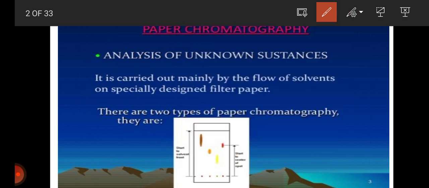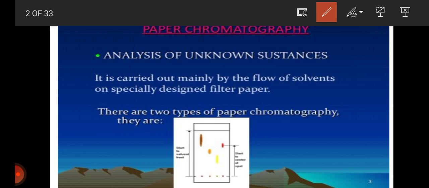Here you can see they are saying specially designed filter paper. The filter paper we mostly use in paper chromatography is called Whatman filter paper. That is the name of the filter paper we mostly use whenever we perform paper chromatography. This Whatman filter paper is available in many grades: grade 1, grade 2, grade 41, 22, 44. The selection of grade mainly depends upon which type of sample you are going to separate, that means the nature of the sample. Depending upon that, you can select the filter paper.